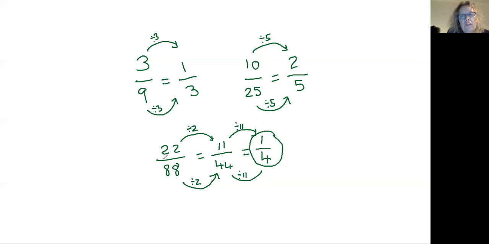So simplifying fractions, you just need to find something that goes into the numerator and into the denominator, divide by that thing and find the simplest form of the fraction.